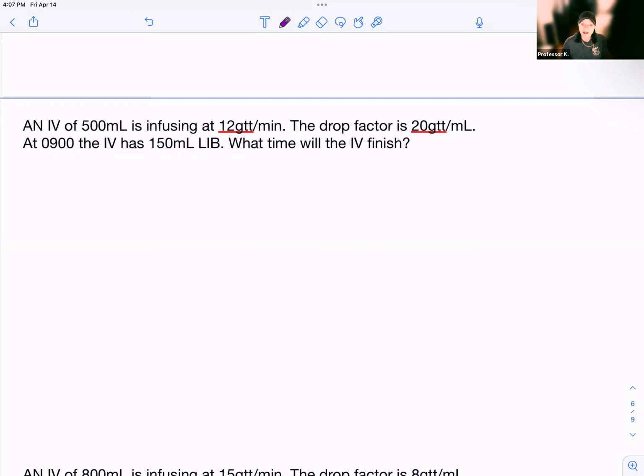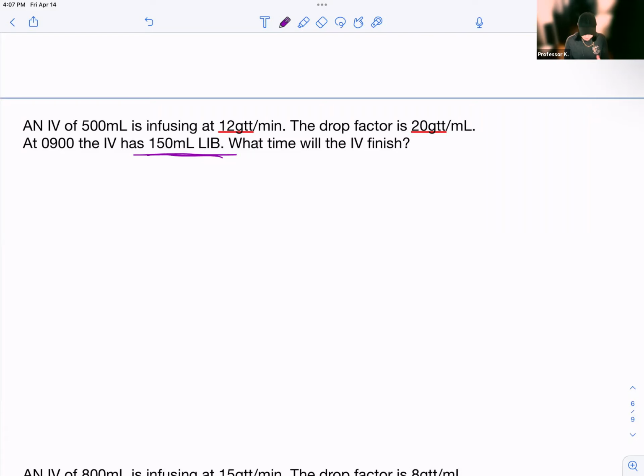But it's also saying that at 9 a.m., you as the nurse walked into that patient's room, and when you looked at the IV, there was only 150 milliliters left in the bag. And as the nurse, you need to know what time that 150 milliliters will be done infusing, so you know when to bring in a brand new bag of IV fluid so it doesn't go dry. All right, that's the reason we calculate this.